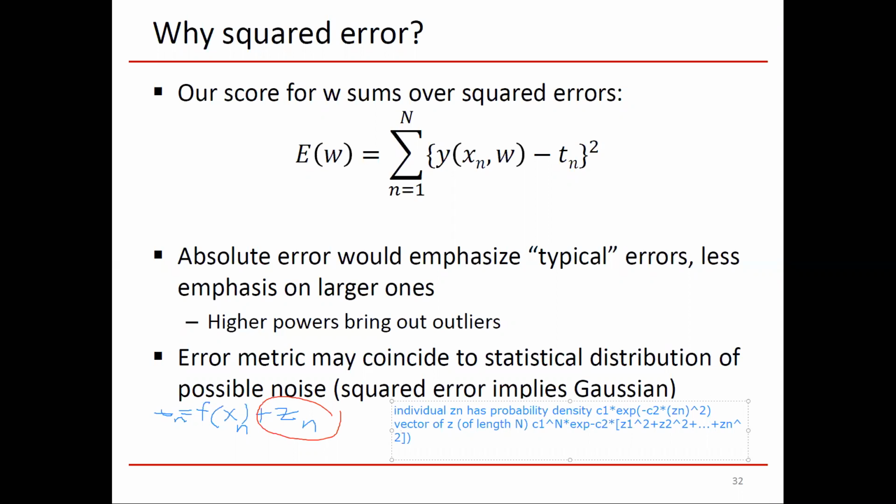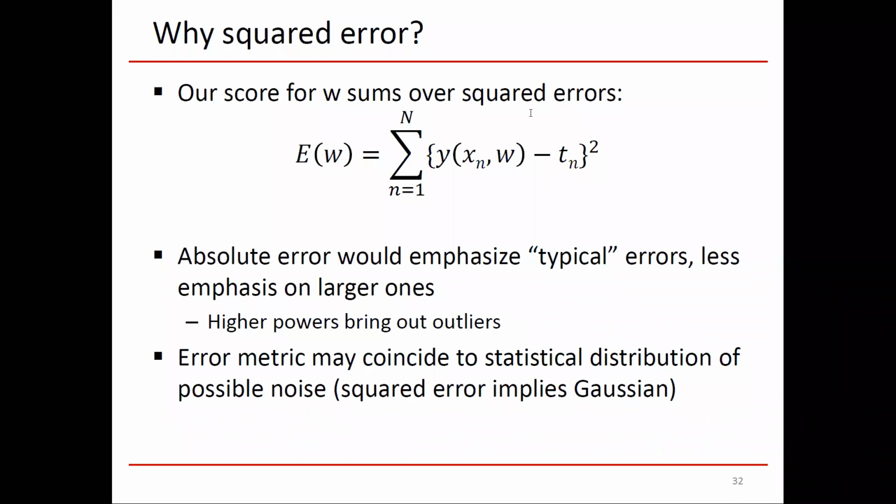And this expression inside the parentheses, z1 squared plus z2 squared plus all the way up to zn squared, is the squared Euclidean norm, the squared length of the vector z. And the error metric could reflect that. So if it's Gaussian, the squared error makes sense. If the noise doesn't have a Gaussian density, as I wrote on the top line of this text box, but a different type of density, there may be a different type of reasonable error metric.